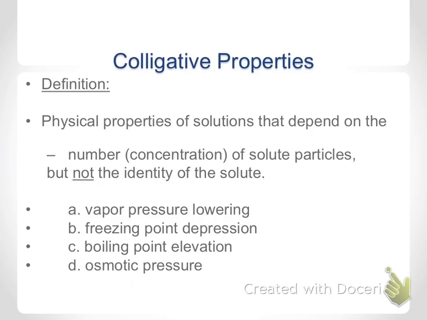We're going to start with vapor pressure lowering. That is the first. And vapor pressure lowering is actually responsible for B and C. So we're going to talk about how, because you have a lowered vapor pressure, it's going to affect the freezing point and the boiling point of a solution. Alright, so let's talk about vapor pressure.